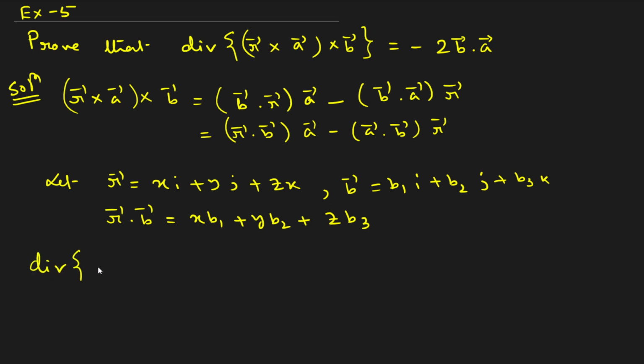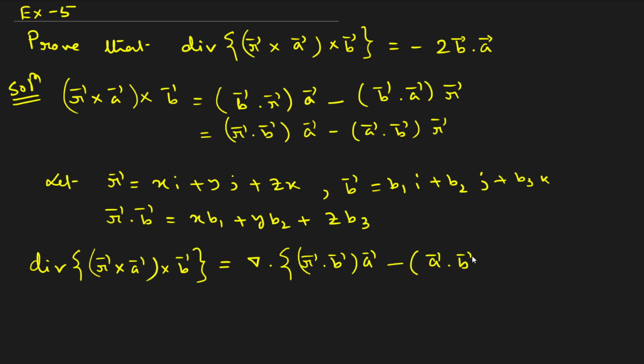So the divergence of r bar cross a bar cross b bar is nothing but nabla dot. So this is how much? (r bar dot b bar) a bar minus (a bar dot b bar) r bar. Okay, so this is equal to nabla dot, this value we know, r dot b. R dot b is how much? It's (x b1 plus y b2 plus z b3) into a bar.